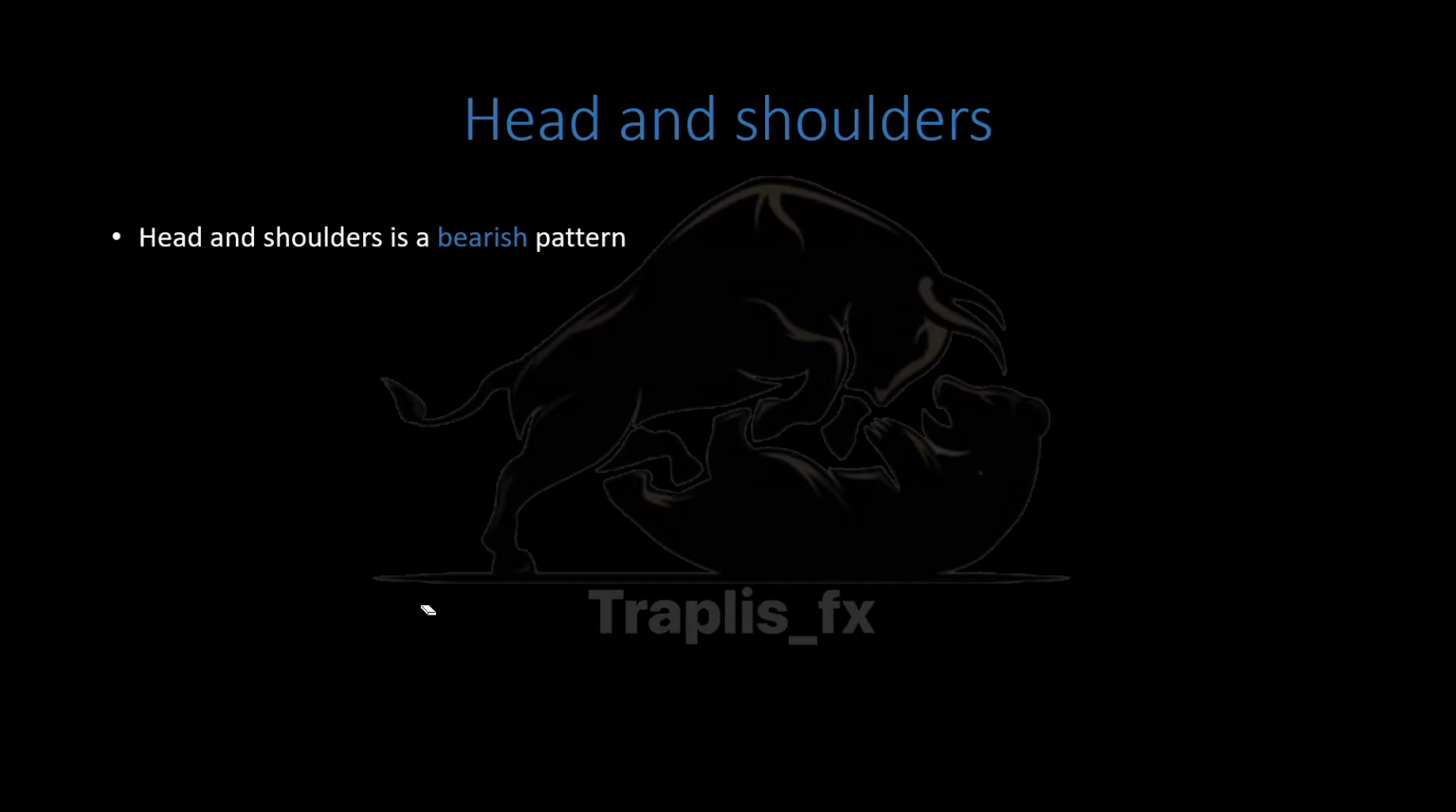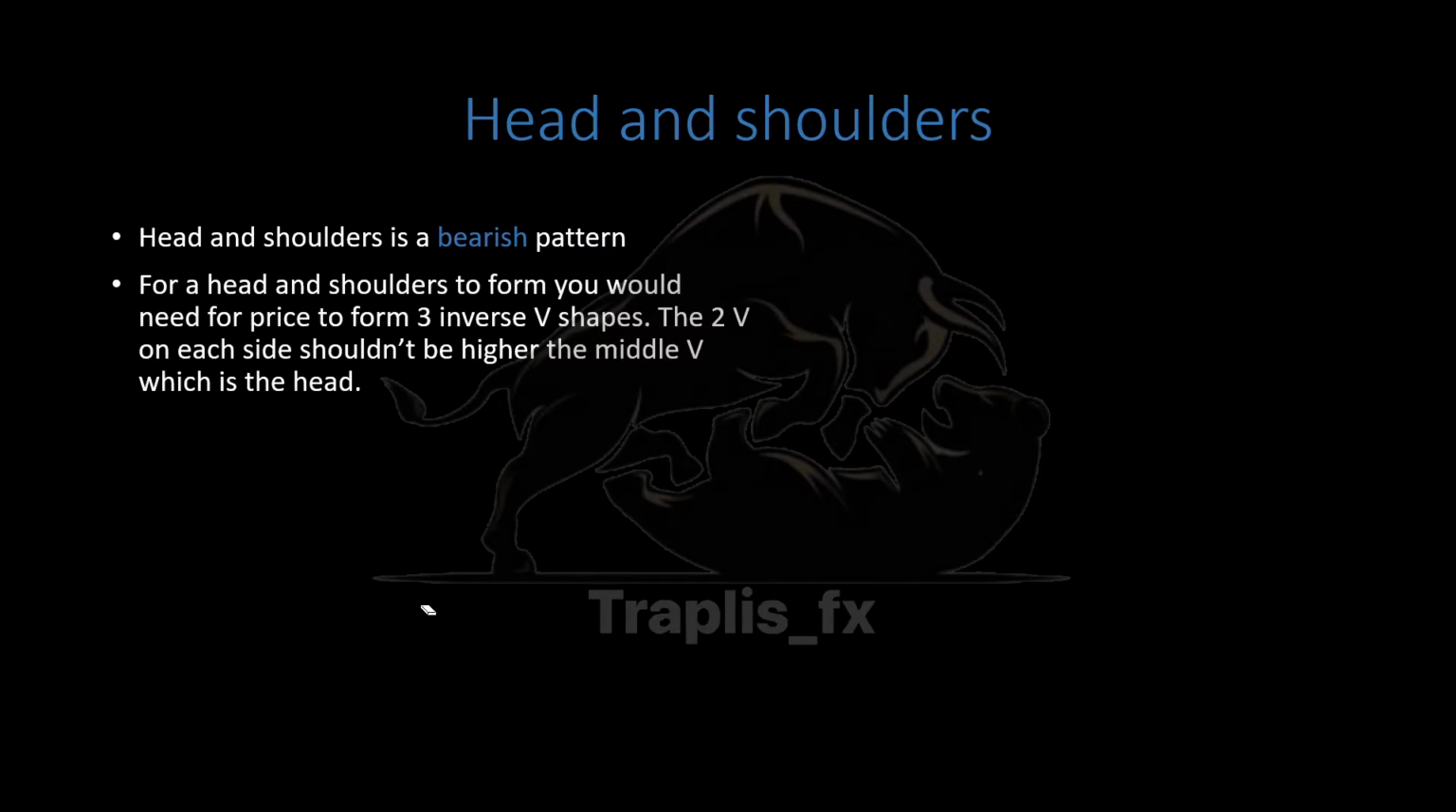So head and shoulders is a bearish pattern, and then we're going to be talking about the inverse head and shoulders, which is going to be different. For the head and shoulders to be formed, you need three inverse V's. V's usually look like this, right? But what we want is the other way around. We want it to form like this. So we want three of those, so we can form the head and shoulders.